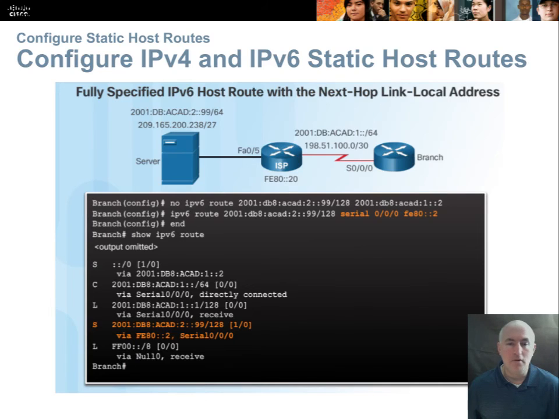We can remove a route by putting no in front of it. I usually just do a show run and then type no and then cut and paste the command back in. It's a nice quick way to pull a route out, and it will remove the route for you. In this case, we're doing the same route, but we're doing it fully qualified. So we're using the exit interface and the next hop IP. And in this case, we're using the link local address for the next hop IP.